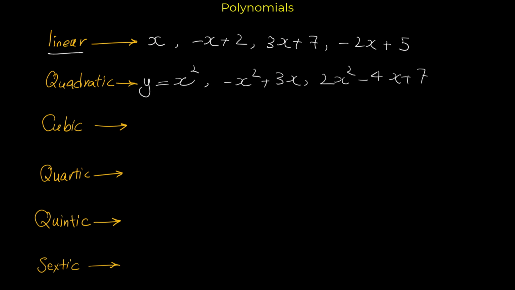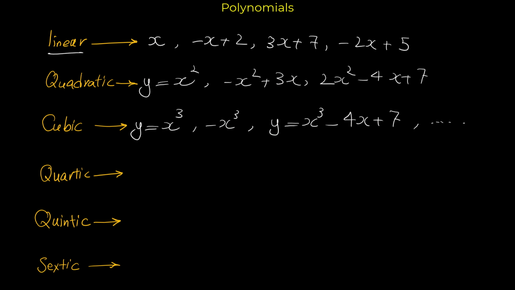Another type of polynomials are cubic polynomials. Probably you can guess that it's a polynomial with degree 3. The most famous polynomial with degree 3 is y equals x to the 3. Other examples are, for example, y equals negative x to the 3, or y equals x to the 3 minus 4x plus 7, and you can mention infinite examples for cubic polynomials.